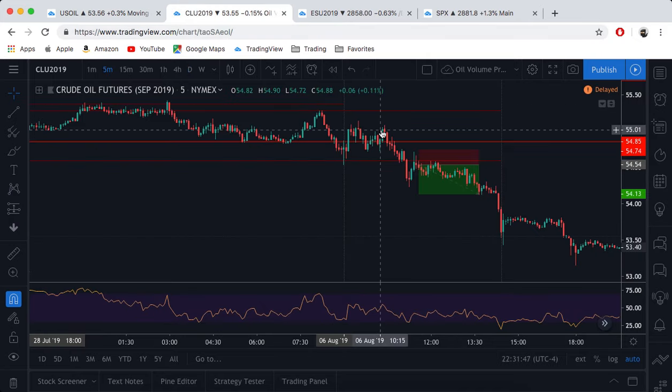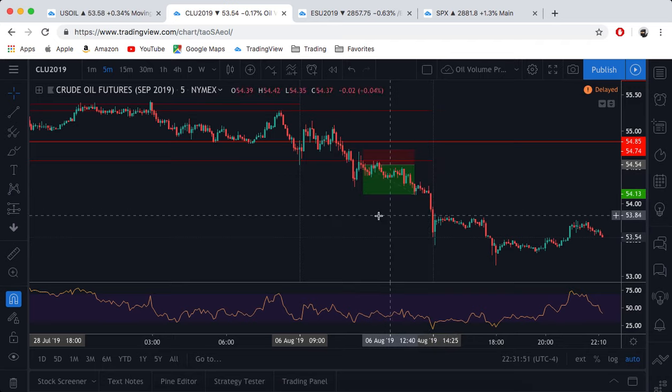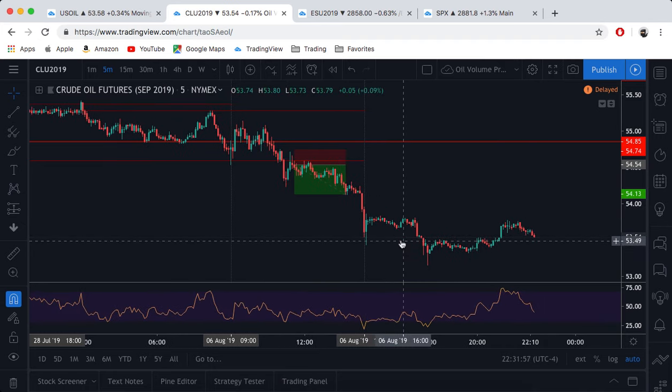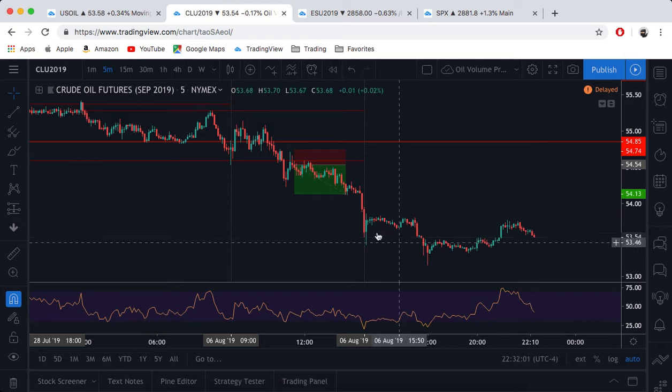Let's go back to that 5-minute. So we did break down below. Overall, the trade was great. It did chop around a lot more than I would have liked, but we hit our take profit, and that's all that matters. So going into the overnight right now, this is what's going on. It's currently 10:30. We are still heading lower.